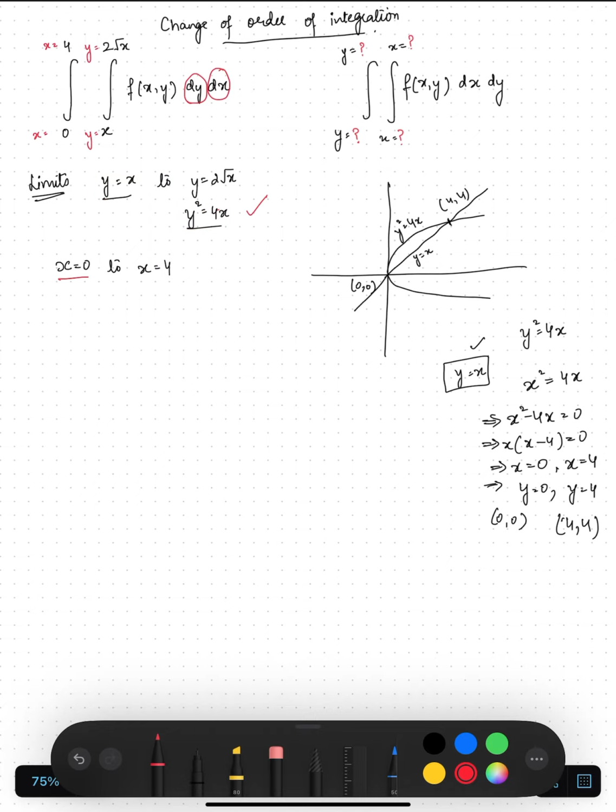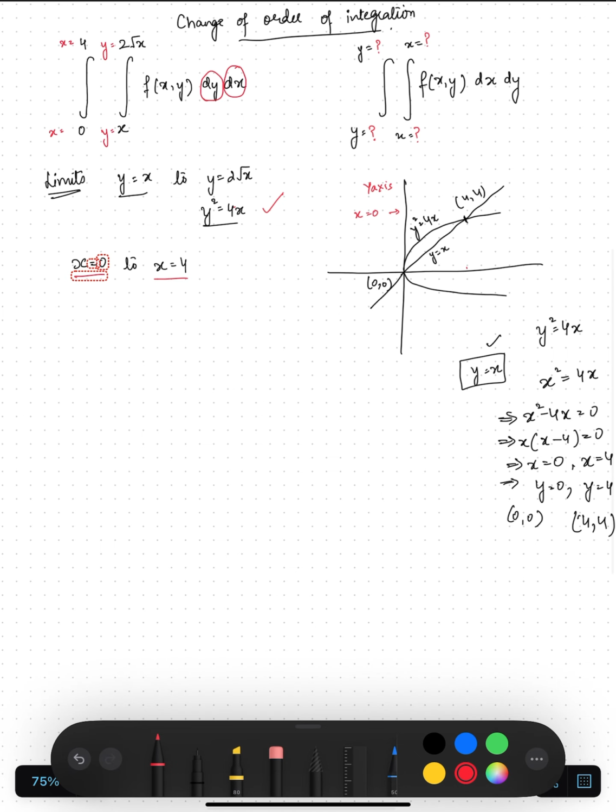Now coming on to the second limit, that is from x is equal to 0 to x is equal to 4. X is equal to 0, I know that it is my y-axis, because on the y-axis x is everywhere 0, and x is equal to 4 will be a line passing through (4, 0), and that will be a straight line like this. Now let us consider the shaded region. If I see, the shaded region is going from a straight line y is equal to x to a parabola y square is equal to 4x. So that means the shaded region.